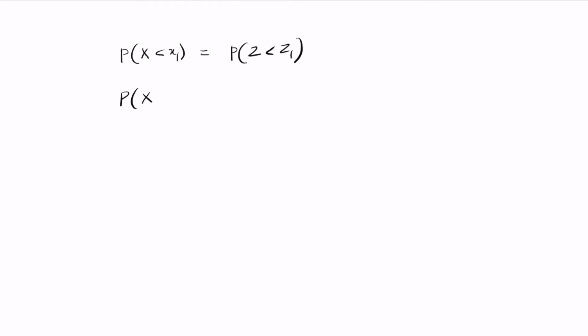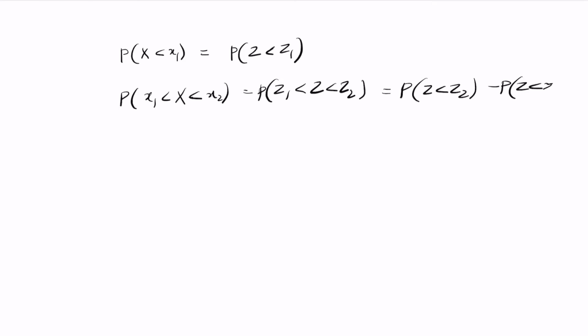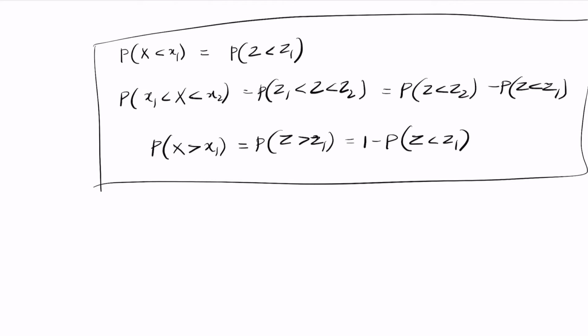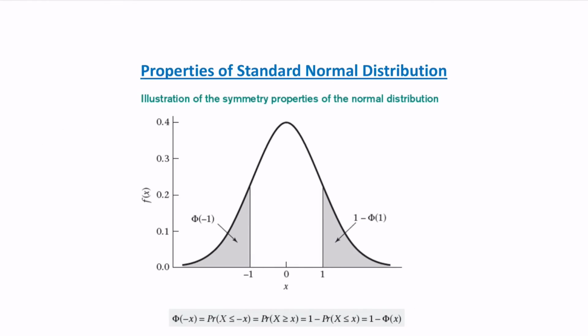Next, p of x. For example, p of x1 less than x less than x2 is found as p of z1 less than z less than z2. This can be written as p of z less than z2 minus p of z less than z1. So this is how we find it from the table. If you want to find a greater than value, so x greater than x1, we find it as p of z greater than z1. We cannot find this directly from the table, so we write it as 1 minus p of z less than z1. These are the three formulas that we're going to use in this chapter when we do the problems. So remember these formulas.